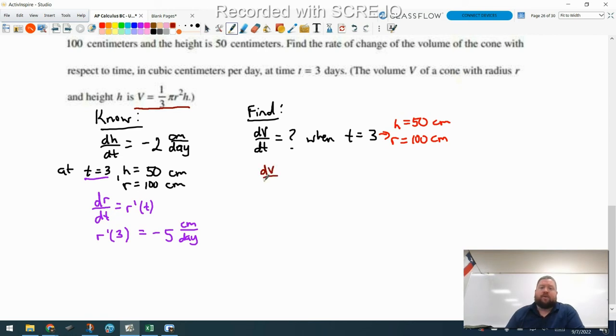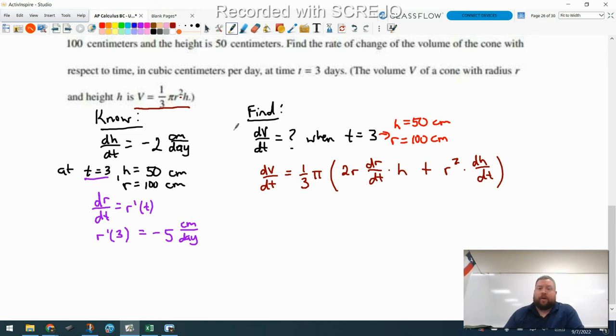So dV over dt is equal to, all right, I have 1/3 pi. That's a constant, so I'm going to leave that alone. And then we're going to do the product rule between r squared and h. So the derivative of r squared is 2r dr over dt multiplied by h, and then plus, keep the r squared, multiplied by the derivative of h, which is dh over dt.